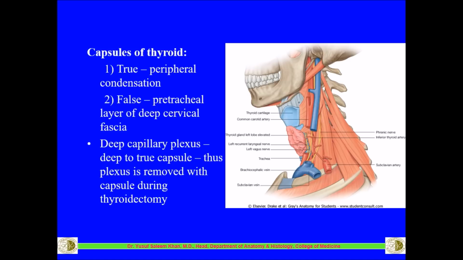But the false capsule is left behind because it is nothing but the modified deep fascia, which is part of the pretracheal fascia. So that will be left when you do the thyroidectomy. You will be removing the gland along with the true capsule, and this deep capillary plexus is deep to the true capsule itself, so it will be removed along with the capillaries.